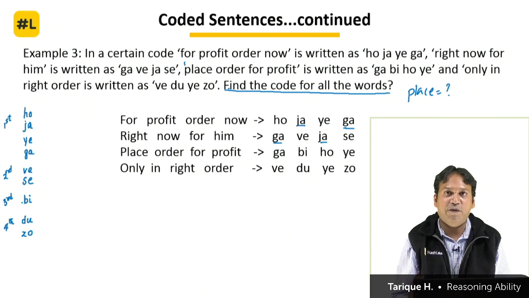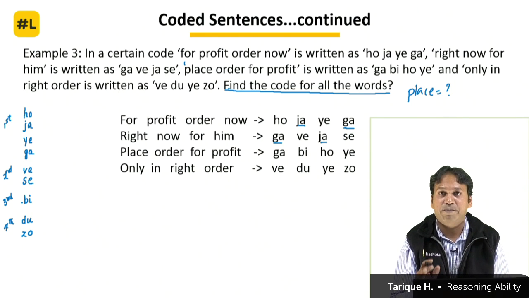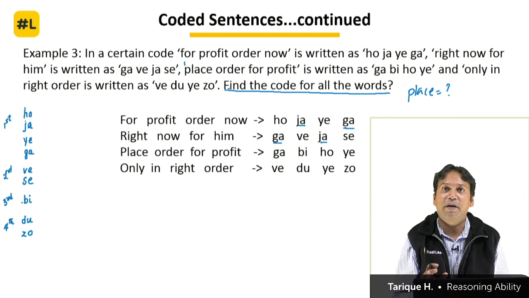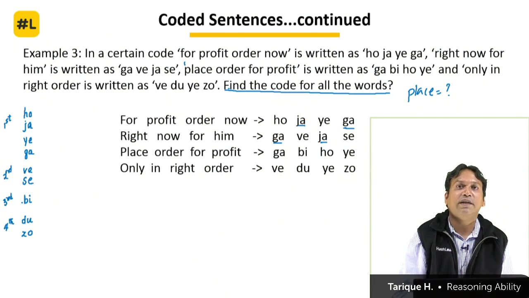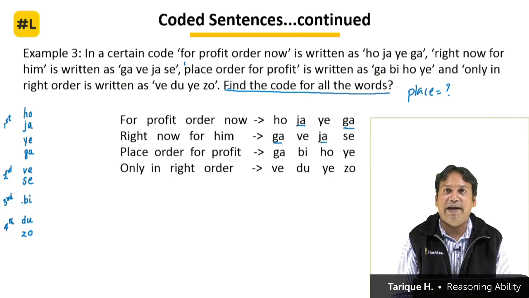Let us start with the fourth sentence first. Why are we starting with the fourth sentence here? Because the fourth sentence does not have any other reference. So if any new word is used in the fourth sentence for the first time, it has no reference with the previous sentences. Those codes you cannot crack.